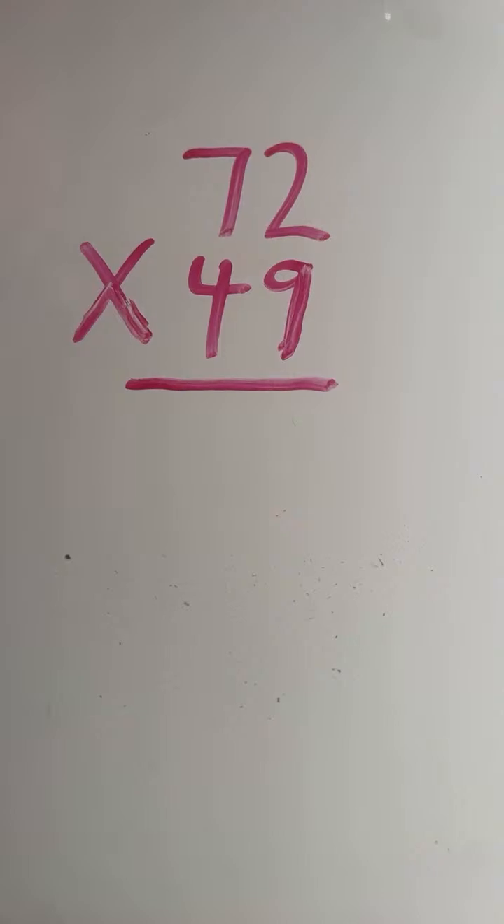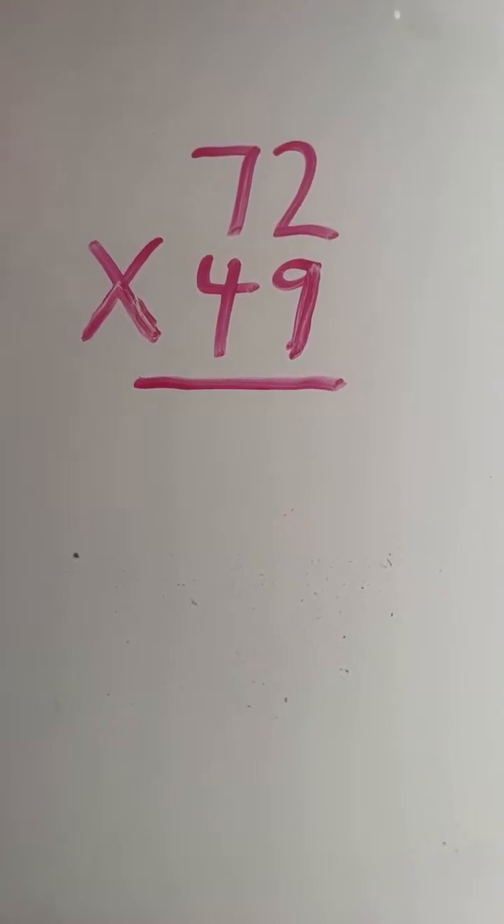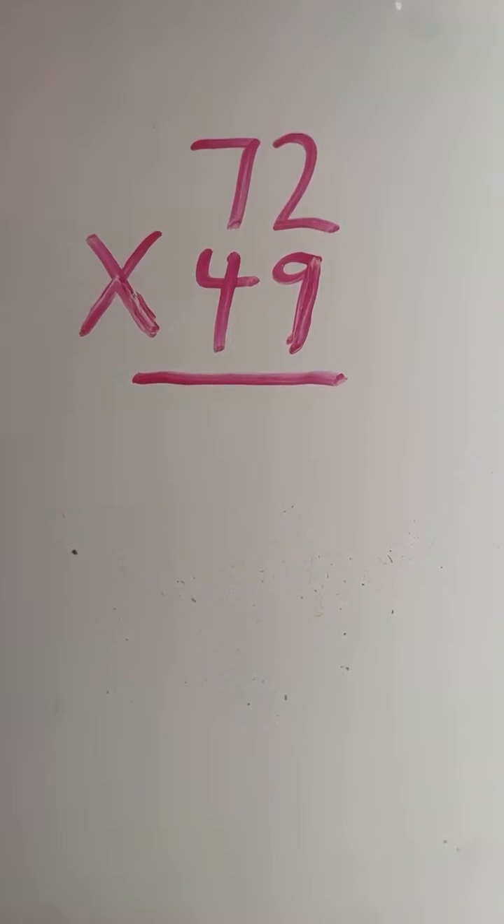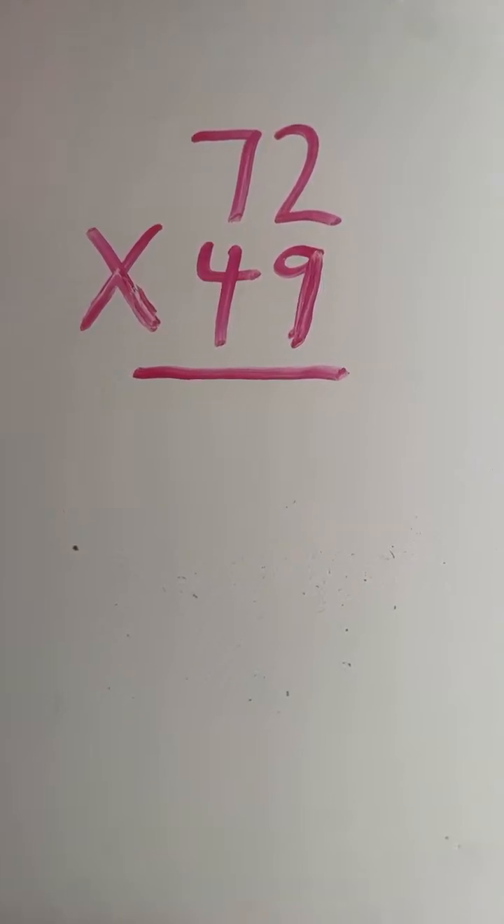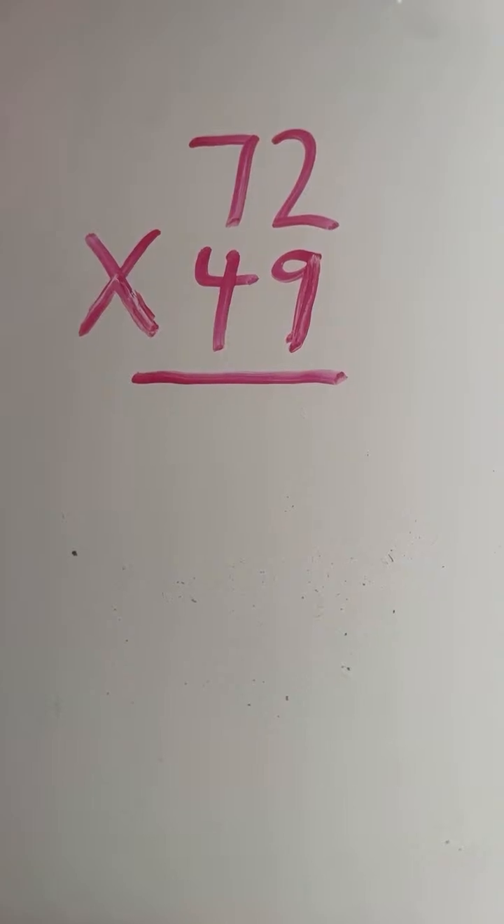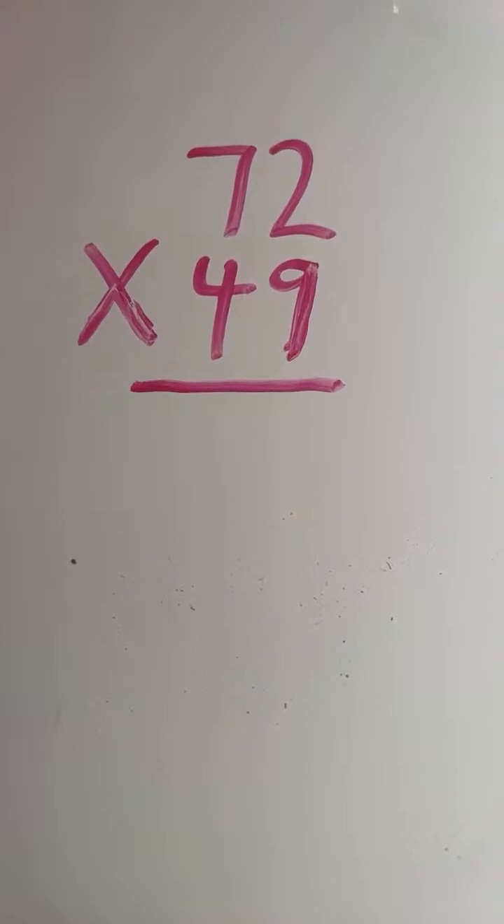So we have 72 times 49. We're going to multiply the digits in the ones place and the tens place. And if our product, meaning the answer to the multiplication problem, is 10 or more, we have to regroup.